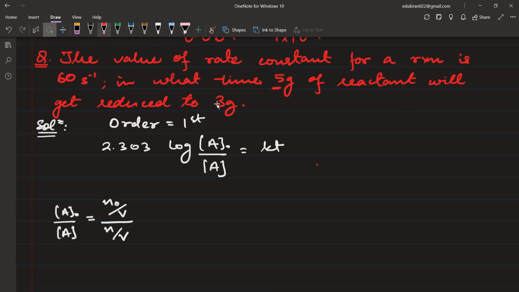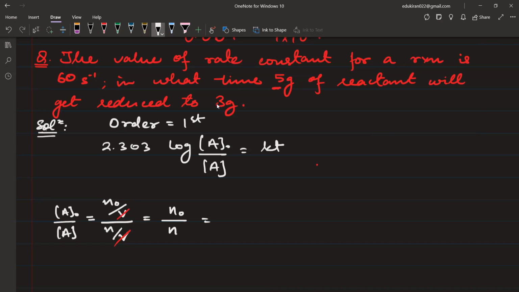And from here, you can see that the volume here and the volume here can get cancelled. And you're going to get n naught upon n. This is the initial number of moles and this is the final number of moles of the reactant. Is that clear? Yes or no? Please tell me, guys. Any doubt till here? No, sir. No doubt, right?